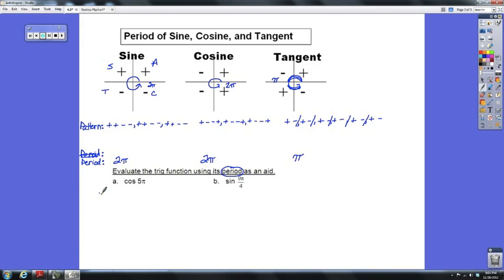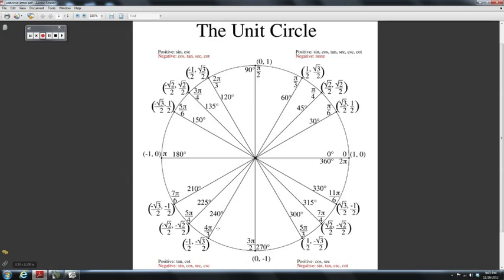So let's take our 5 pi. Since we're doing cosine, we're going to subtract a period here, which is 2 pi. Let's see where that leaves us. Well, that leaves us at 3 pi. Think about your unit circle. Is 3 pi on your original unit circle? Well, the answer would be no, because a complete revolution only goes to 2 pi.